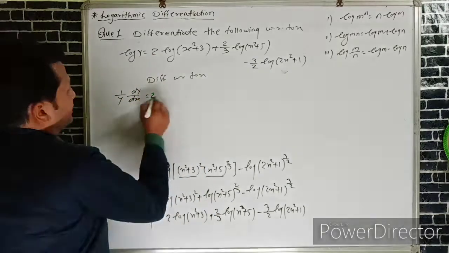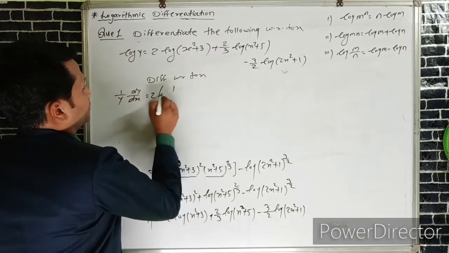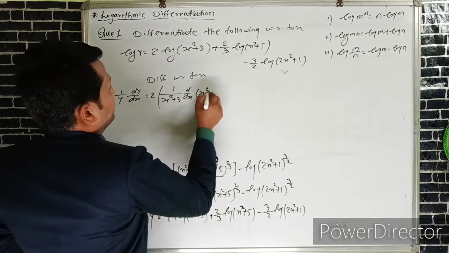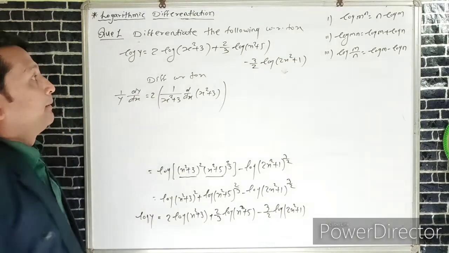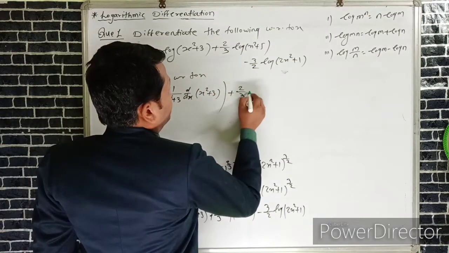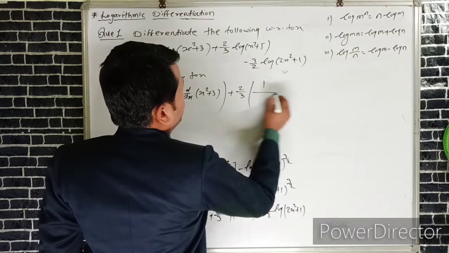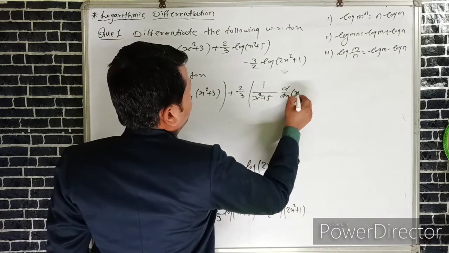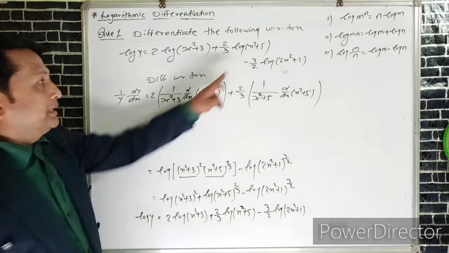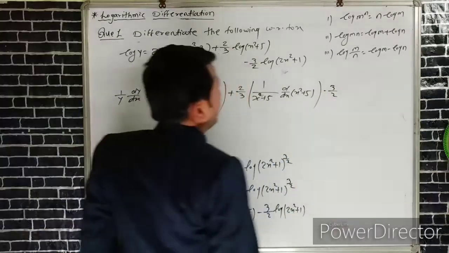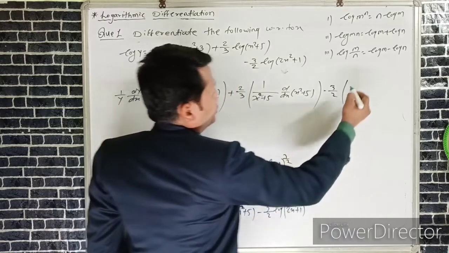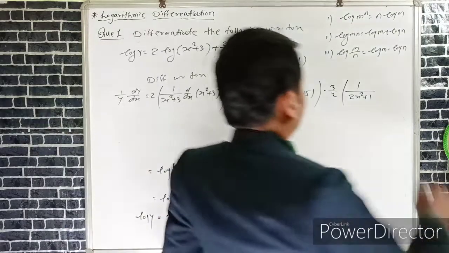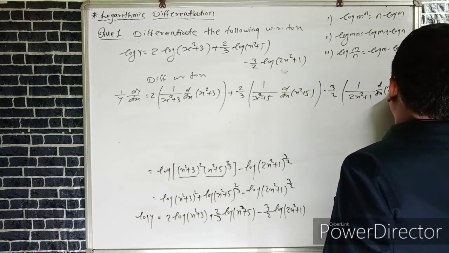2 is a constant, and the derivative of log of (x square plus 3) is 1 upon (x square plus 3), and we take again the derivative of (x square plus 3), plus 2 by 3 into the derivative of log of (x cube plus 5), which is 1 upon (x cube plus 5), and we take again the derivative of (x cube plus 5). After that, minus 3 by 2 is a constant. We can write the derivative of log of (2x square plus 1) as 1 upon (2x square plus 1), and we take again the derivative of 2x square plus 1.